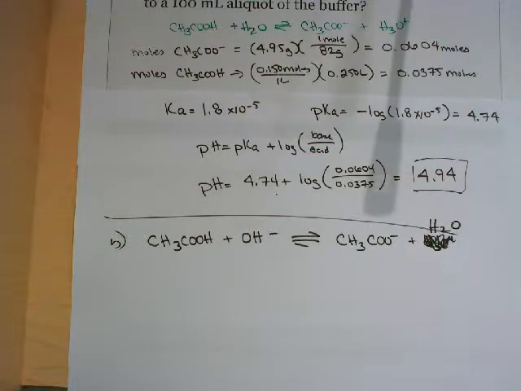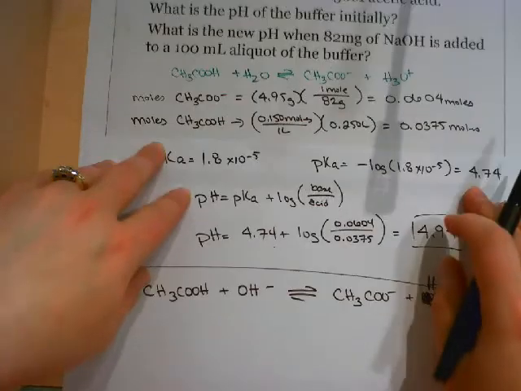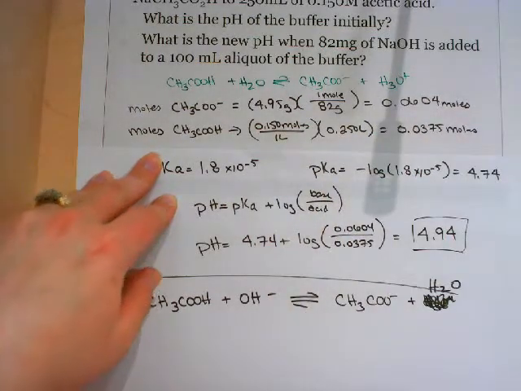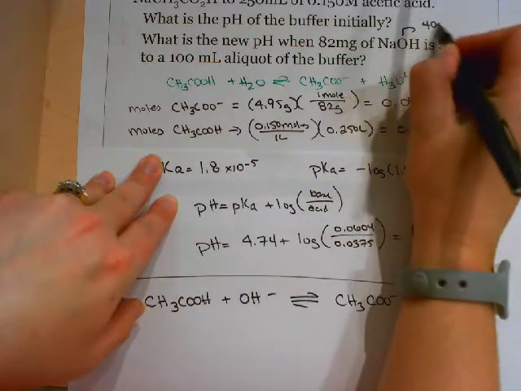No, because I don't know the new equilibrium concentrations anymore. So if I can't do the HH equation, what do I now have to use? An ice chart. If I'm going to use an ice table, what do I need to know about the sodium hydroxide? Moles. I have to know moles of it, right? So I have 82 milligrams of sodium hydroxide. What do I need to tell you about sodium hydroxide? Molecular weight, it's 40 grams per mole.